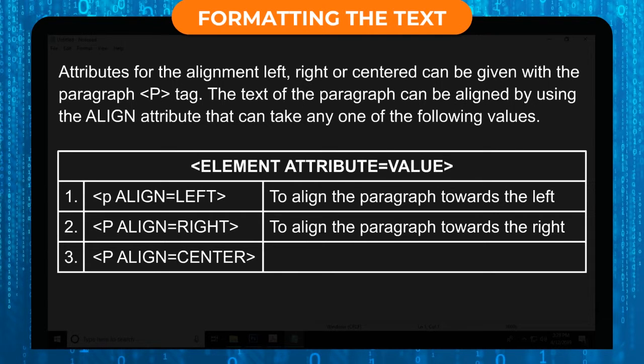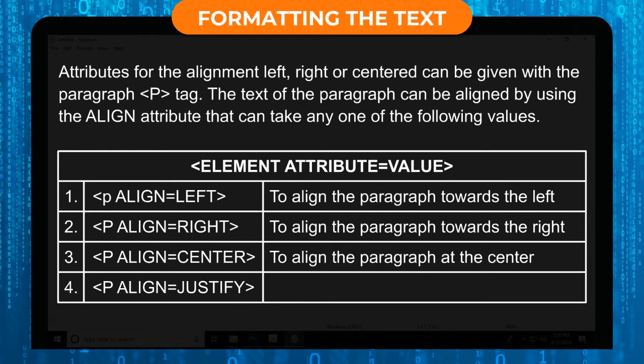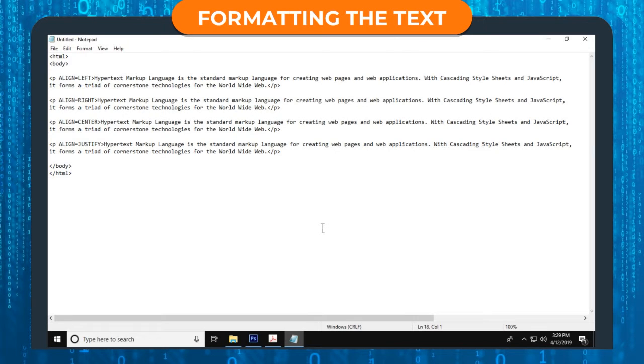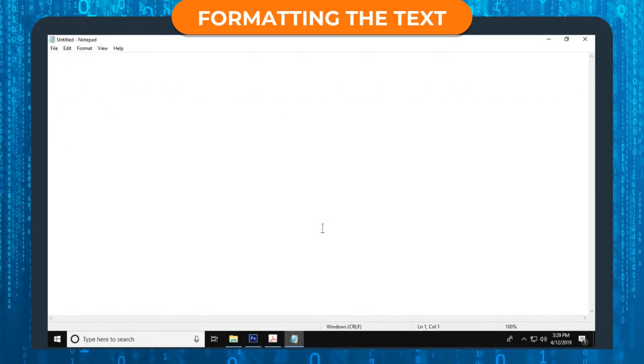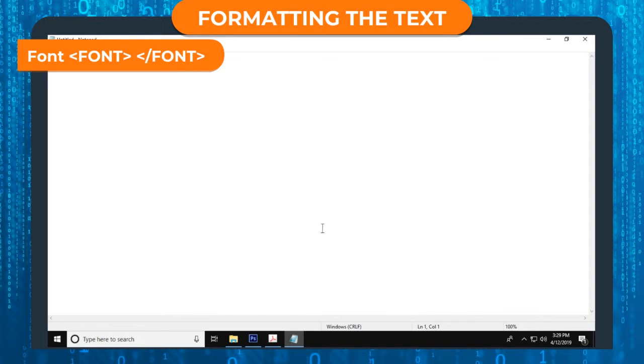P align is equal to center, to align the paragraph at the center. P align is equal to justify, to make the paragraph alignment justify. The P tag has optional attribute align that indicates the preferred alignment for the contents of the paragraph. Code output. Font on tag, font off tag, font.